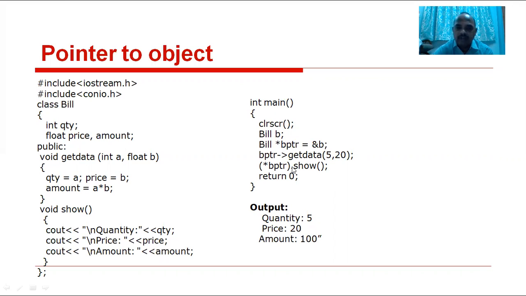Then the next one, another way to call the methods: within parentheses, asterisk BPTR dot show. So this is another way. Here there are 2 ways to call the member functions: BPTR arrow get data, or within parentheses asterisk BPTR dot show. Clear? Pointer to an object. Same as the previous example and present example. Then there is no difference.